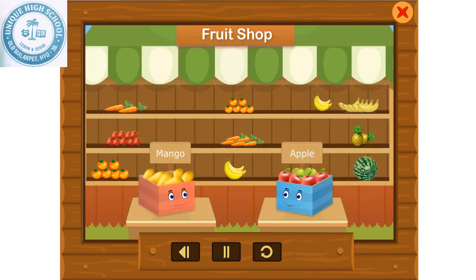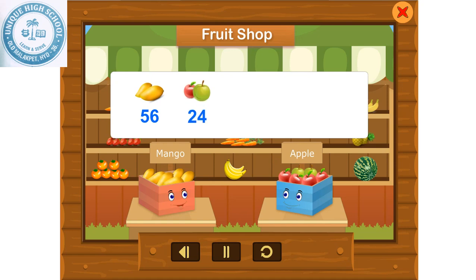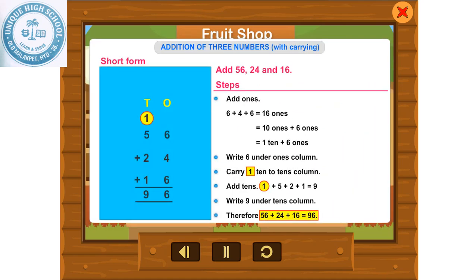Wow, it's good. Please give me one more example so I can understand better. Yes, sure. Suppose we have three numbers like 56, 24 and 16. So what will be the result? It's 96. Am I correct? Yes, you are right. Thank you, Mango Box.